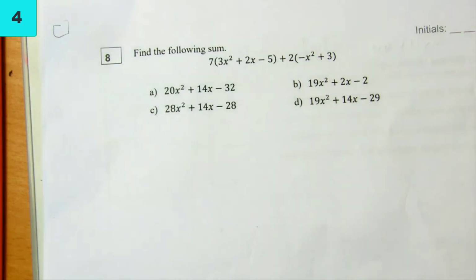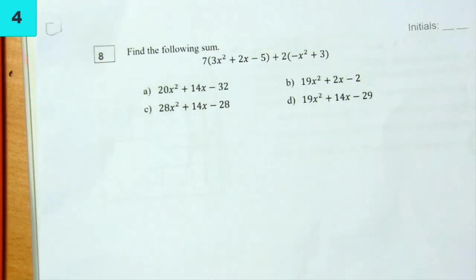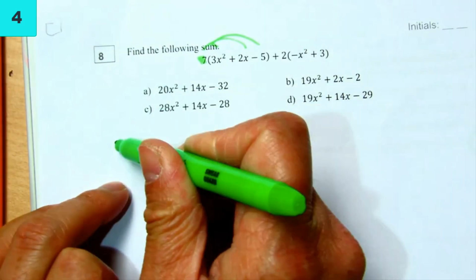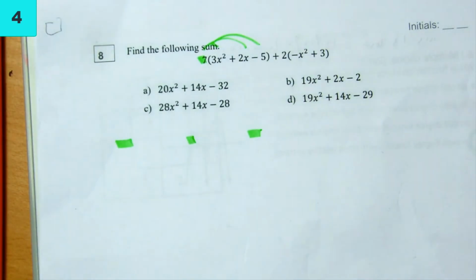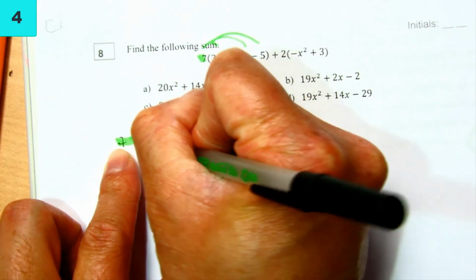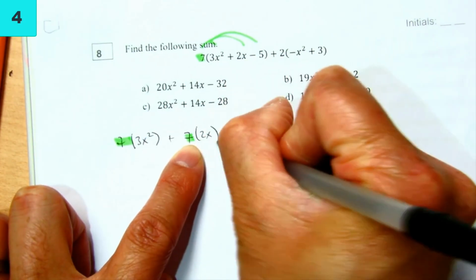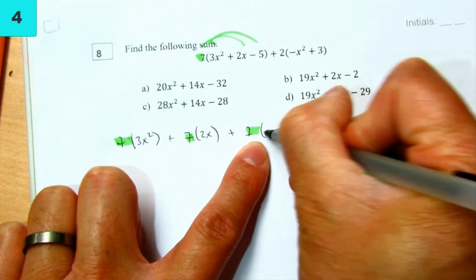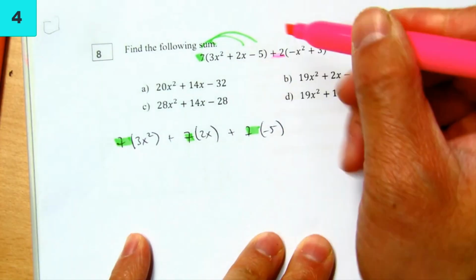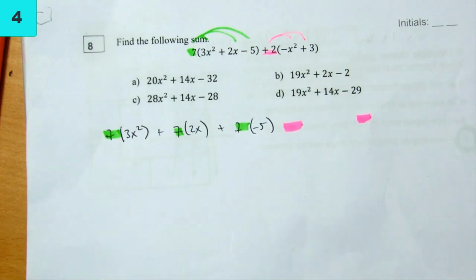Hey guys, let's go over question number 8. Find the following sum. The sum is addition and subtraction. I'm going to distribute the 7 to each of these terms. Pass out the green starburst to each of these, so that would be 3x squared. The 7 is positive, 2x. The 7 again to the negative 5. We'll pass out a pink starburst to each of these terms. This 2 is positive.